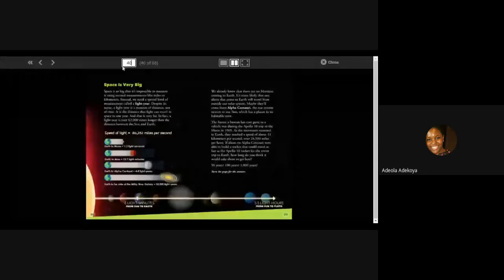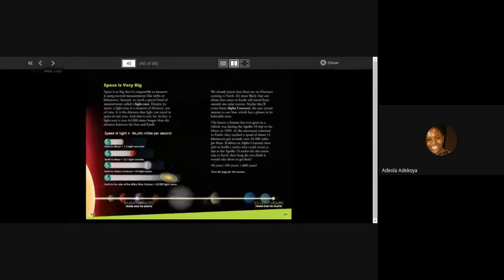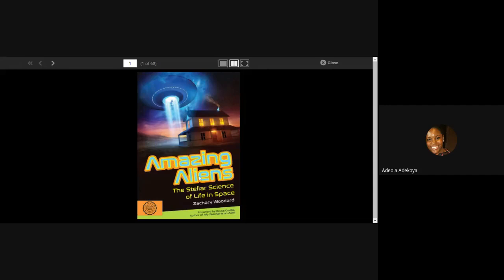So that was really fascinating information about the Earth and space and the Earth in relation to other planets. Right now, we're going to dive right into a book. All right, so the title of this book is Amazing Aliens, The Stellar Science of Life in Space by Zachary Woodward. And this is an orange level book, orange level being 5th grade for our reading.